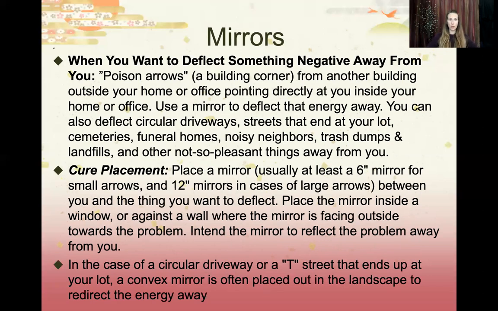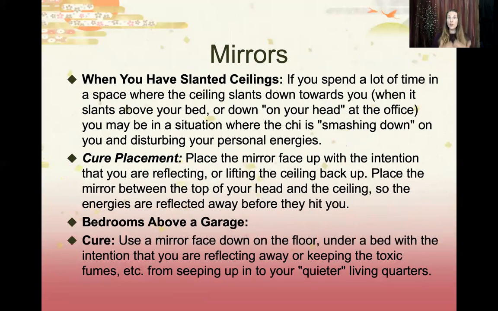It redirects the energy. In the case of a circular driveway or a T street, like we said, that ends up at your lot, use a convex mirror placed outside in the landscape to redirect the energy away. And it doesn't have to be a big obtrusive mirror where it's really obvious. You can get really beautiful decorated mirrors at outdoor garden stores that maybe have flowers or other things. You know that mirror is there, but we never want our feng shui cures or placements of things to be really obvious or really in your face, because that really goes against our flow of harmony with nature.